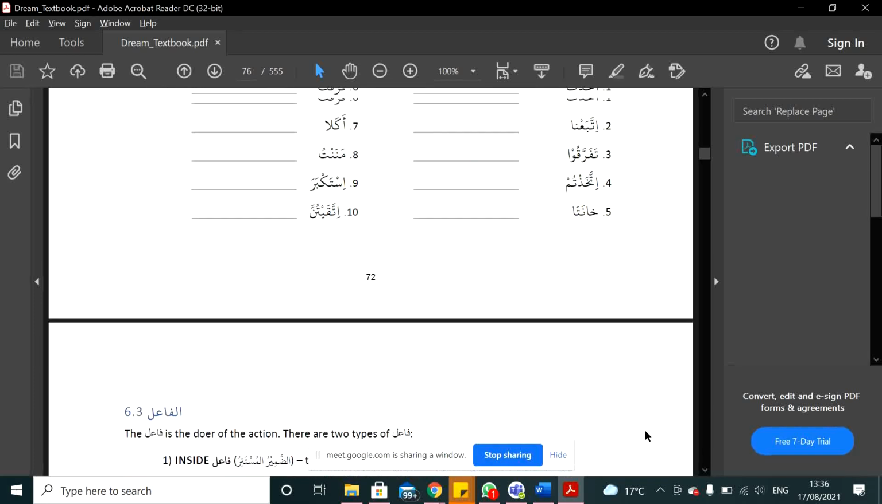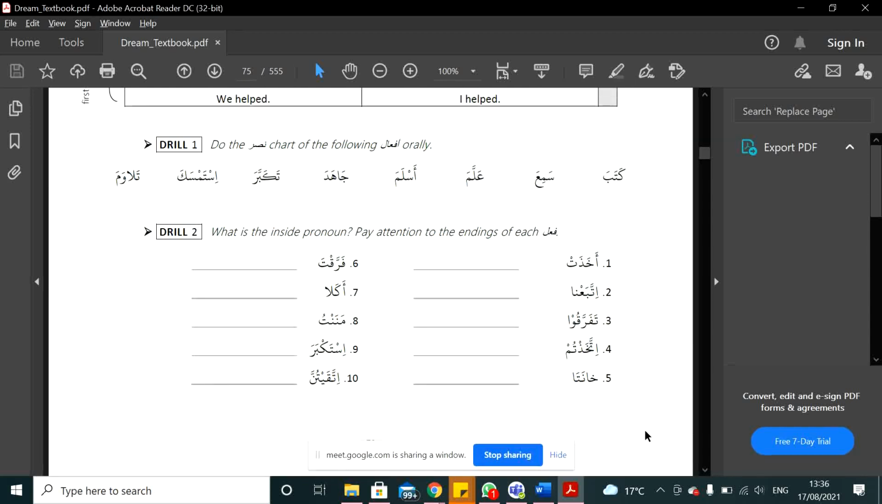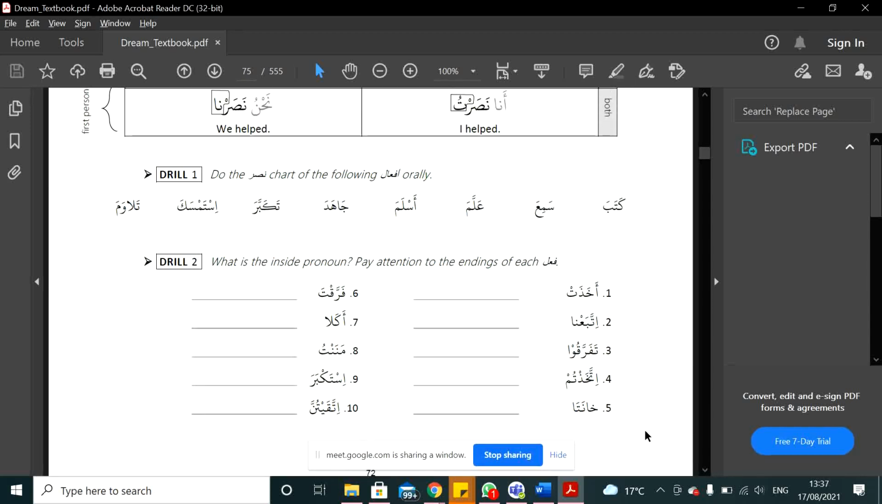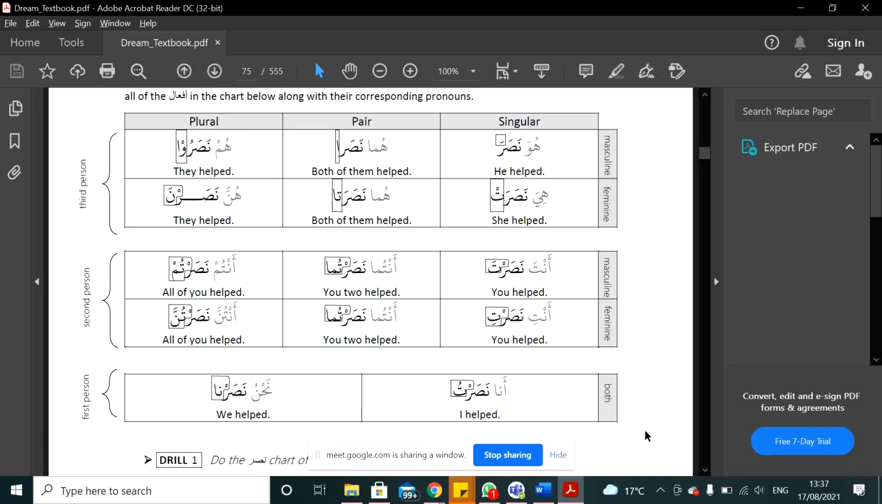So everybody, so far so good. You understand how the changes at the end of the af'aal give you the hidden pronoun inside of it, and that there is a certain way the af'aal in the Maadi form look, right? So far so good. Anybody has any question regarding it?